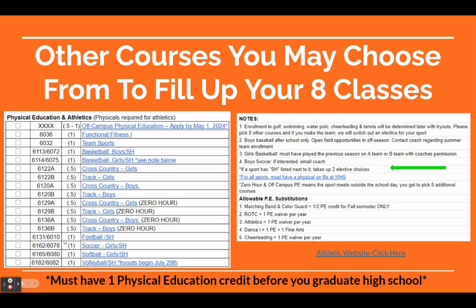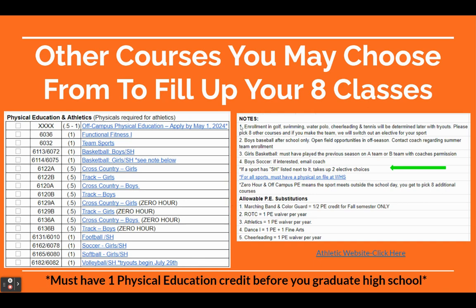You can sign up to take football, which takes up 2 periods. We've got girls soccer, which takes up 2 periods, girls softball, which takes up 2 periods, and girls volleyball, which takes up 2 periods. I will say girls volleyball does do summer tryouts on July 29th. So there is a small chance if you sign up for it and you don't make the cut, you would have to have 2 other electives. And that's why on the choice sheet, there's an alternate section on the back where you would let us know what those courses would be.